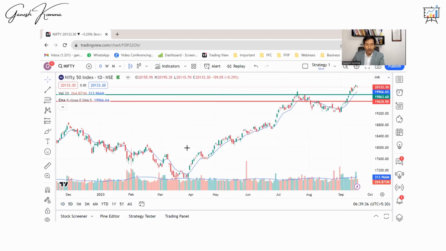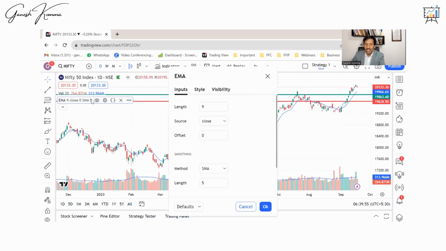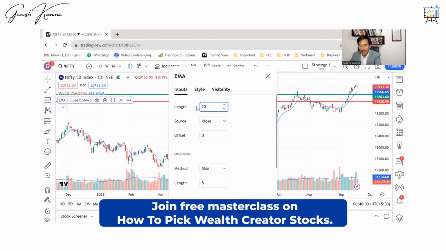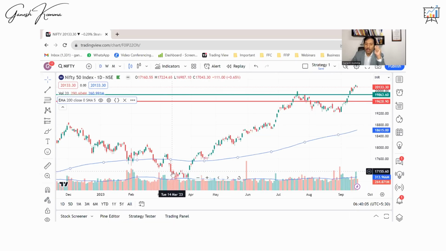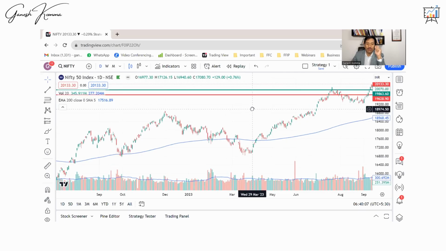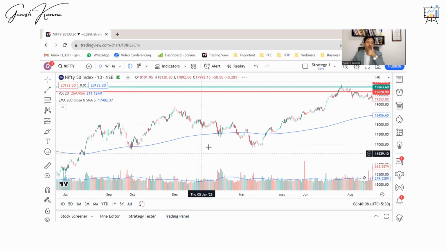So now by default a 9 days exponential moving average is loaded, which means the closing price of Nifty 50 in the last 9 days, right? It has been drawing an average and the line has been observed. What I will do, I'll go to settings in this indicator. In length, I'll choose 200. So yes, we are on the daily time frame, and the 200 days exponential moving average is what we have drawn.